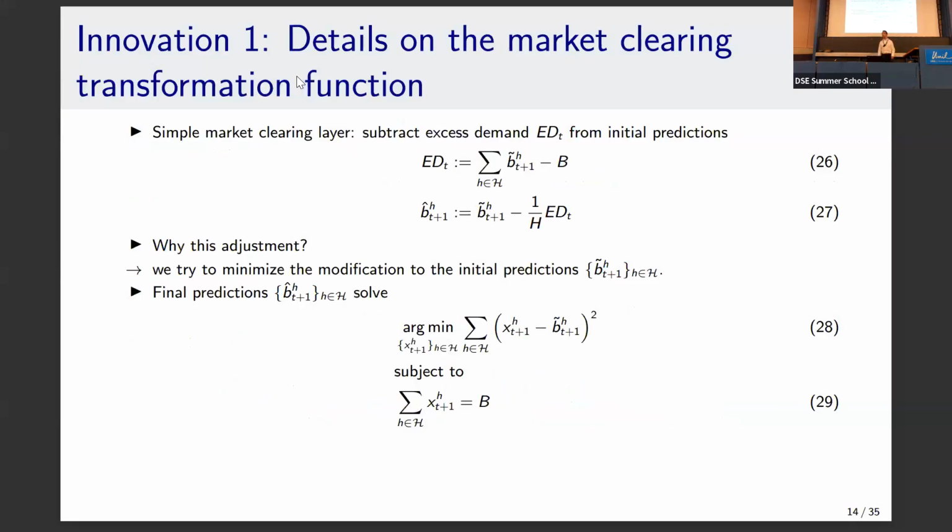Some details, so what should this transformation be? Of course, you can come up with many different ways to do it. The simplest one, which is also the one we run with, is to just literally sum up the excess demand implied by those originally predicted policies B tilde. Then you adjust each household equally, so that the adjusted policies are now consistent with market clearing.